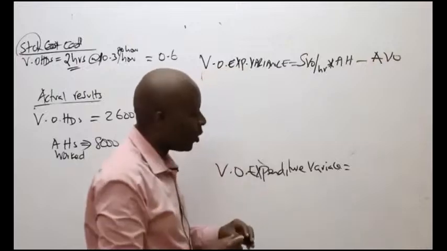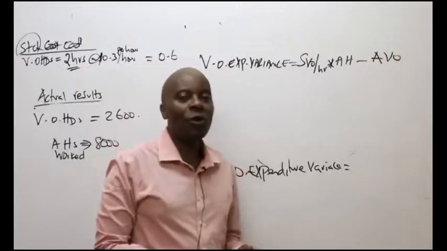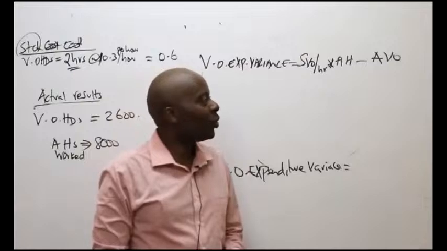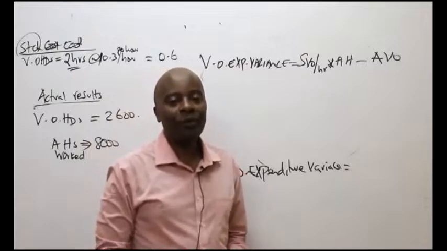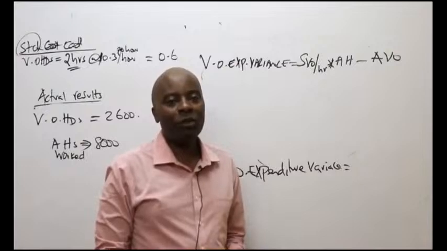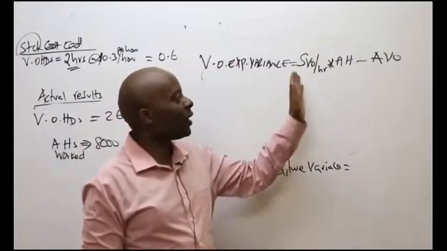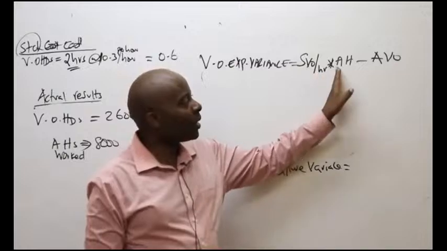avocado. Minus avo, the fruit you know, avo. So this is standard variable overheads multiplied by actual hours.